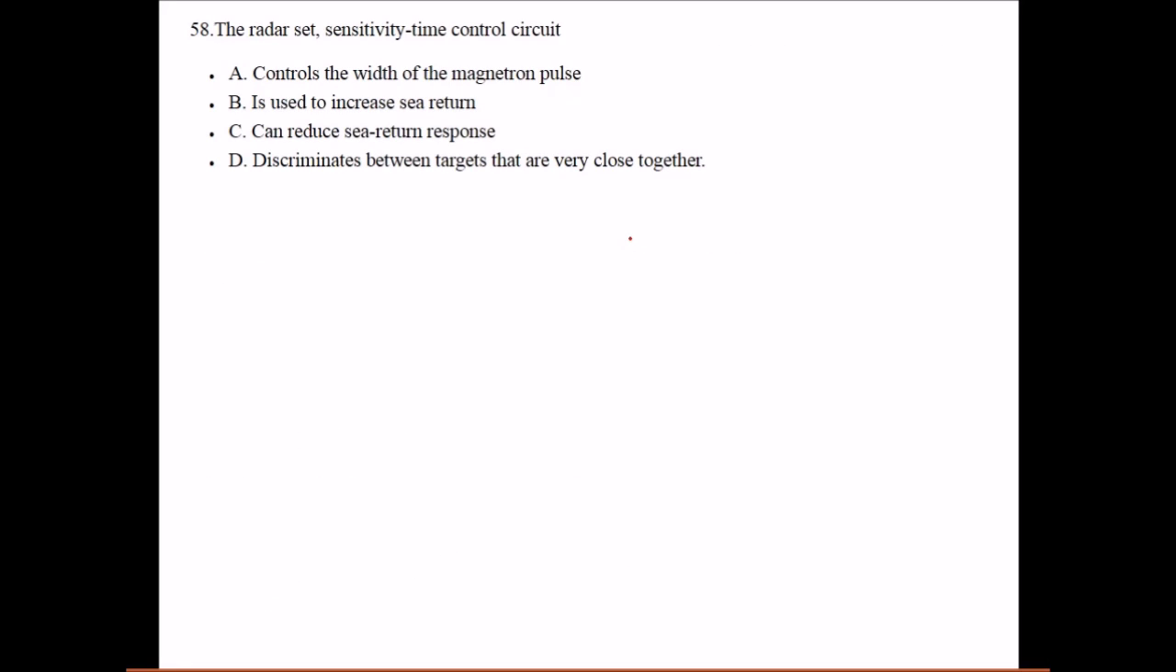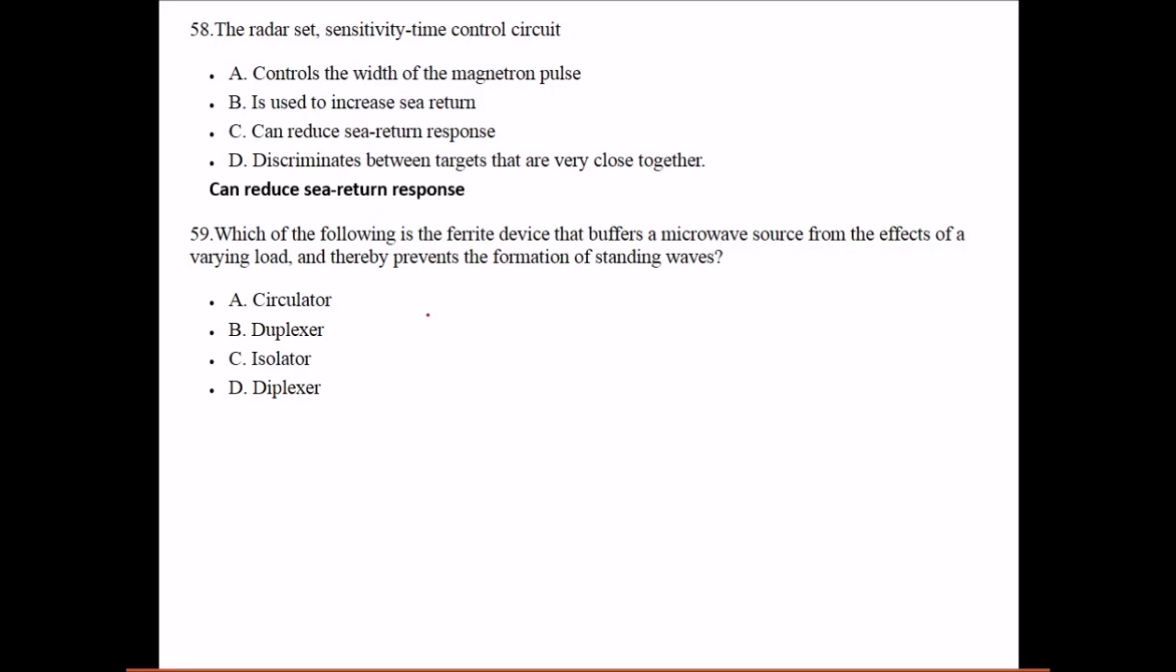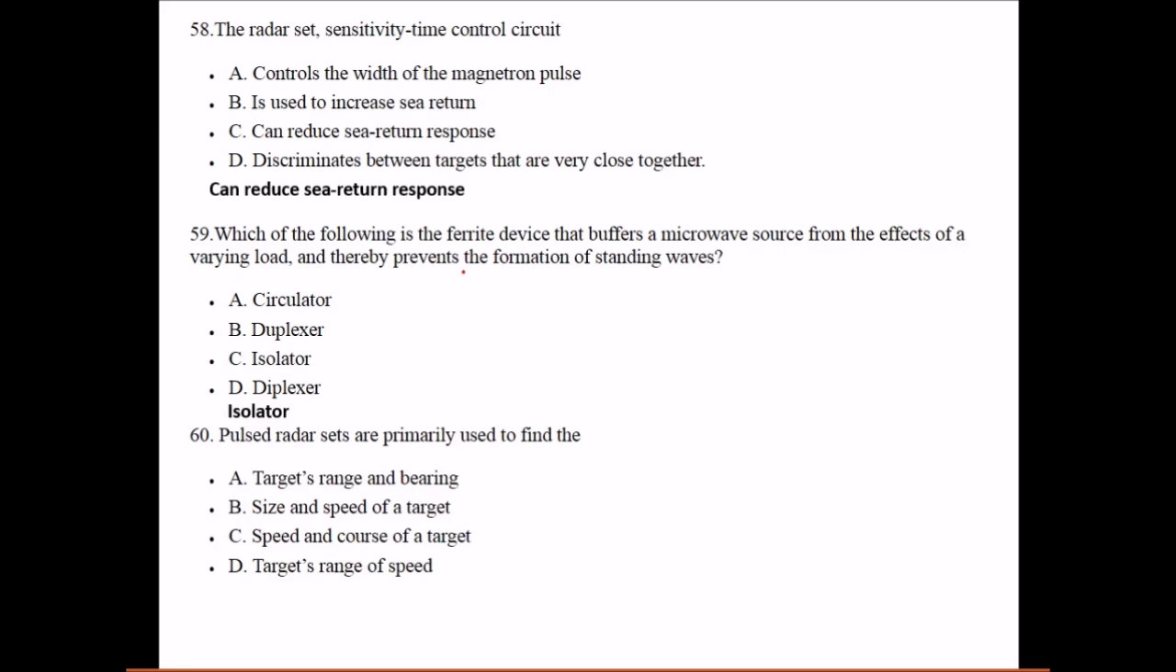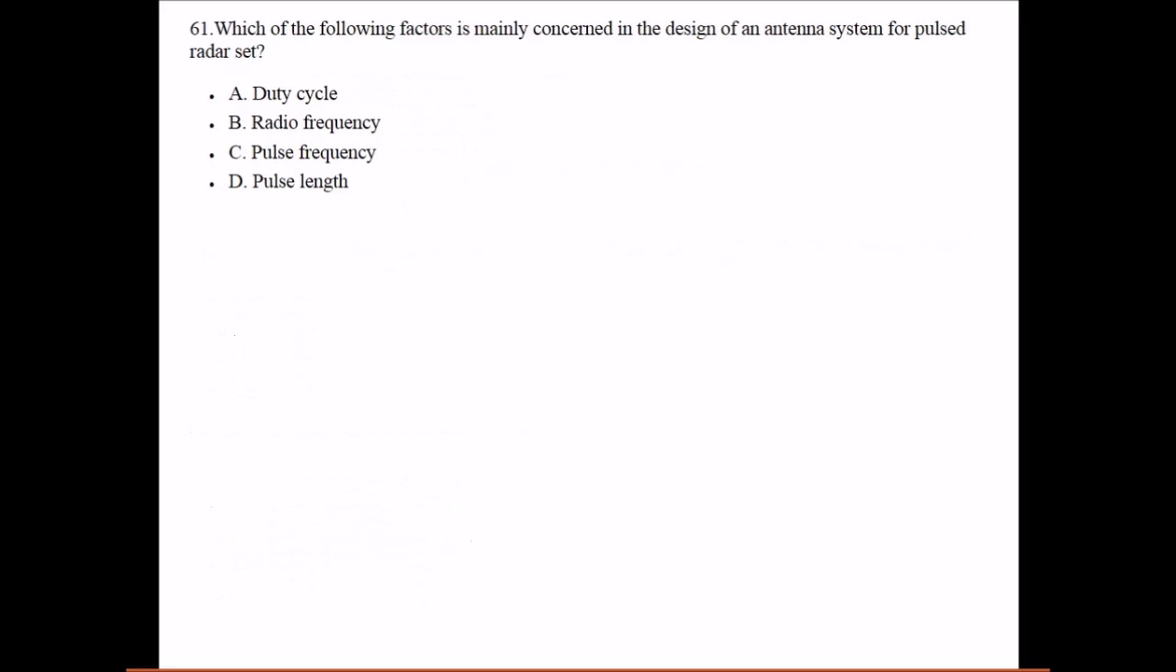In a radar set, sensitivity time control unit can reduce sea return response. Which of the following is the ferrite device that buffers a microwave source from the effects of varying load, thereby preventing the formation of standing waves? It is isolator. Pulse radar sets are primarily used to find the target range and bearing.